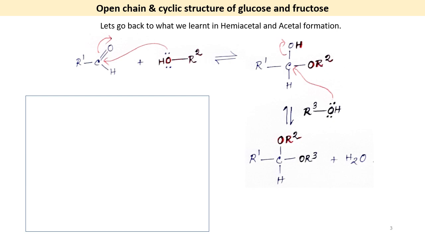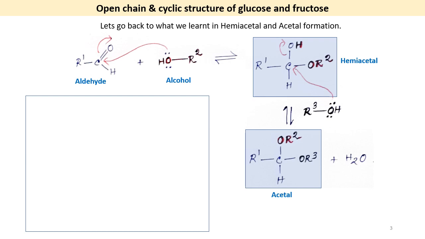Now before going into the details, let's go back to what we learned in hemiacetal and acetal formation. We have already discussed this once in unit 2. Try to find out in which class we have discussed this. So how is hemiacetal formed? It's formed when a reaction takes place between an aldehyde and alcohol, right? This is the general structure of hemiacetal, and this hemiacetal can also undergo reaction with another alcohol, same or different than the first alcohol, and that will lead to formation of an acetal.